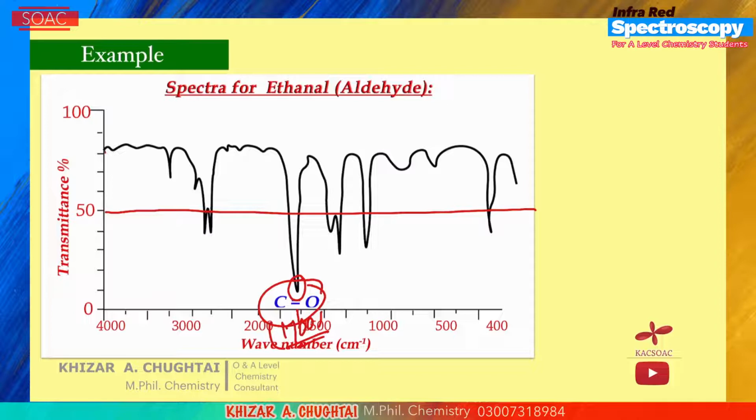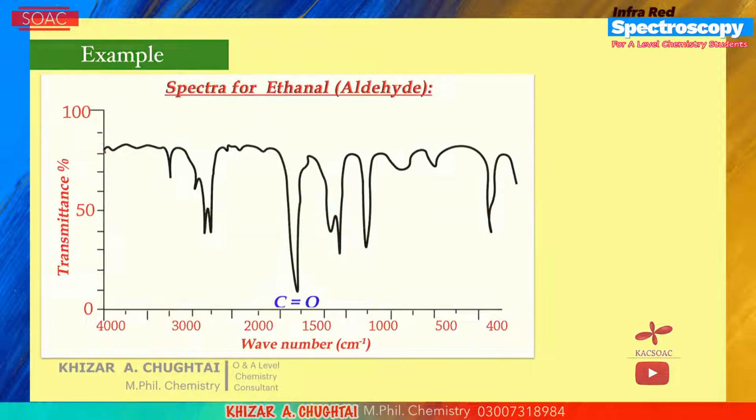So this is the typical aldehyde, generally speaking. It's a spectrum of an aldehyde that has only one strong, sharp peak, lying at 1700. As I told you, we are concerned with the part of the spectrum that is beyond the 1500 wave number.